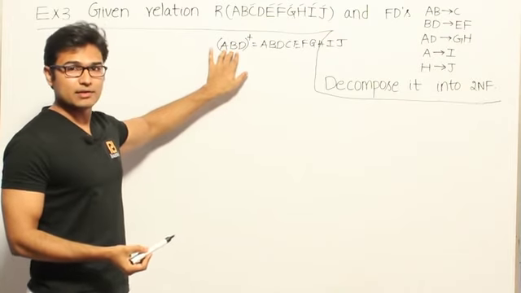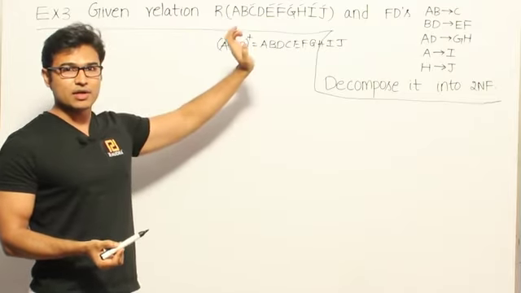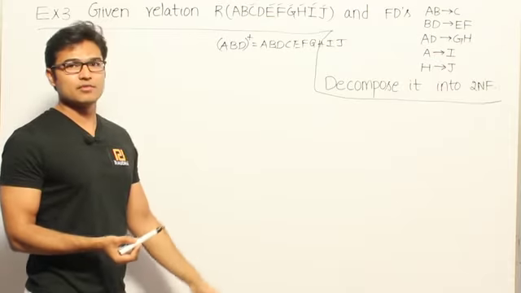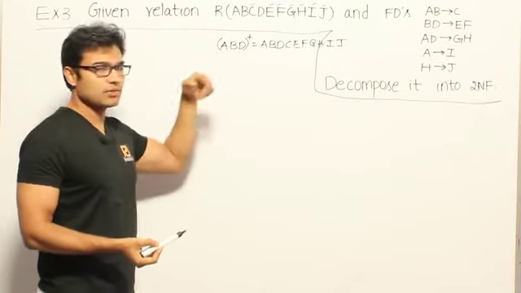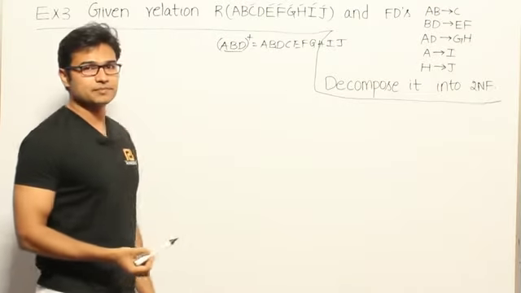Now if you try to delete anything from this, it will not be a candidate key because they are definitely not there in the right side of any FD. Now if I try to add anything, that will become redundant, which means that is not required. If I try to add anything, that will become a super key. Therefore ABD is the only candidate key possible.